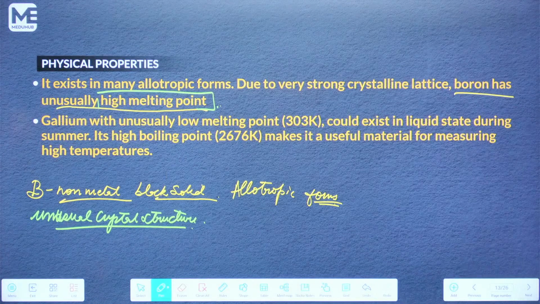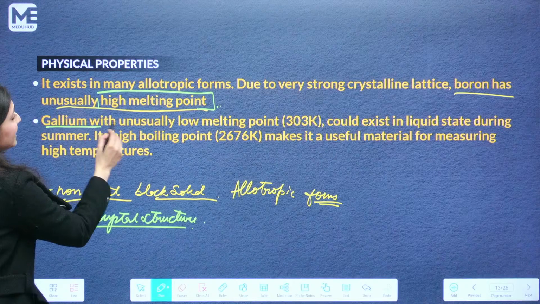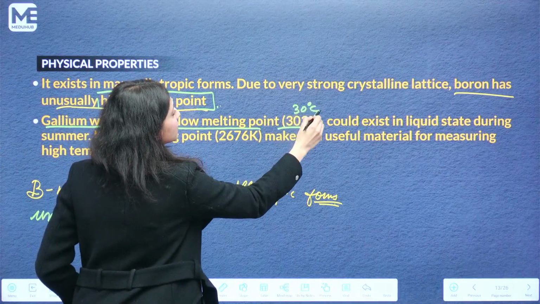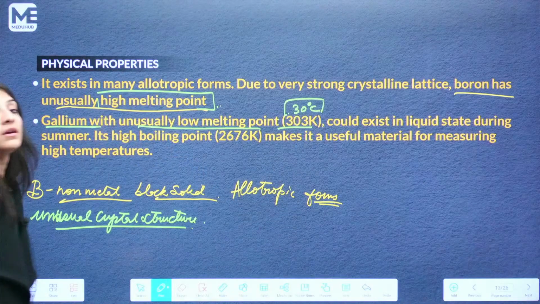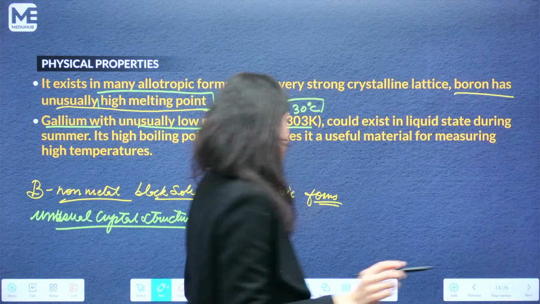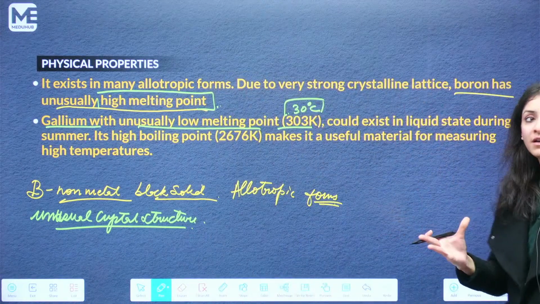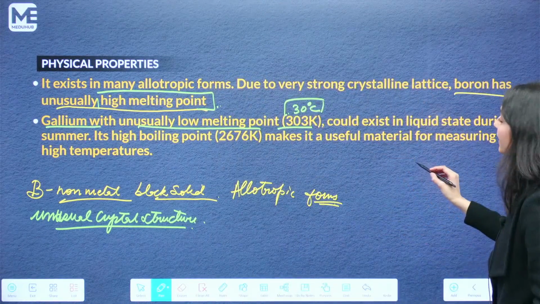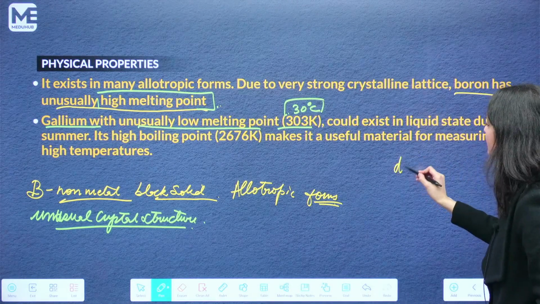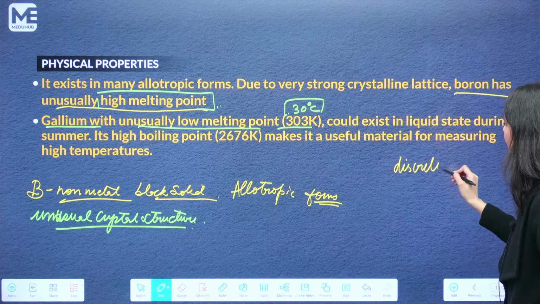Now, if you talk about gallium, there's another interesting thing that comes up. Gallium has an unusually low melting point. This is just 30 degrees. Why is it so? Gallium has a very low melting point because despite being a metal, despite being amphoteric, it is a metalloid, it does not form metallic bonds. Okay, it exists as discrete molecules.